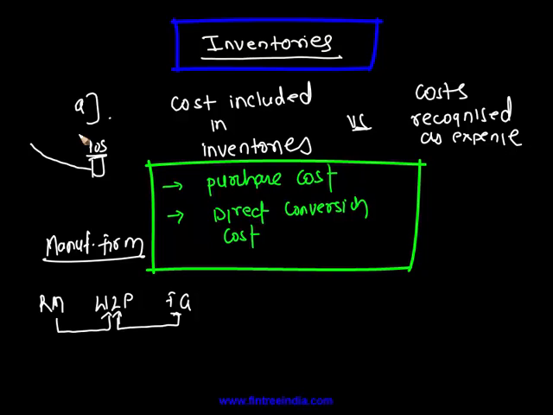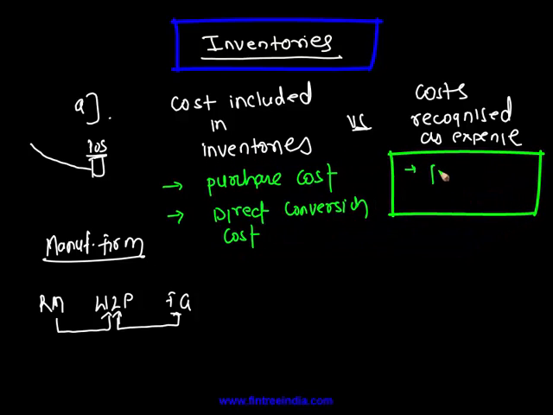So when you buy a raw material and you incur transportation costs to transfer that raw material from the vendor's place to the factory, even that transportation cost would be considered as a cost included in inventory. What is not included in inventory is, number one, period cost. Can you think of a period cost scenario?